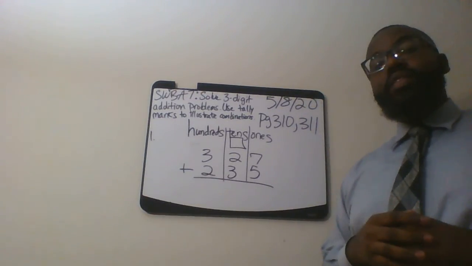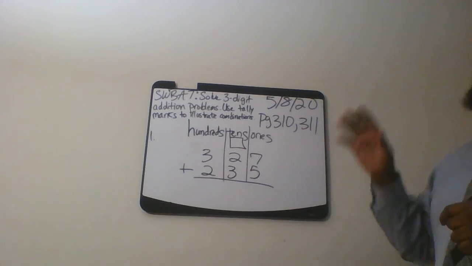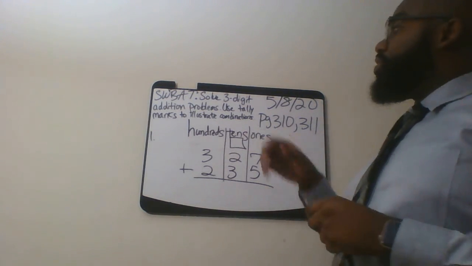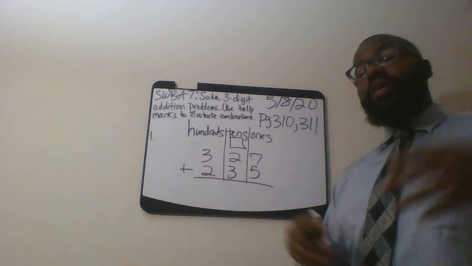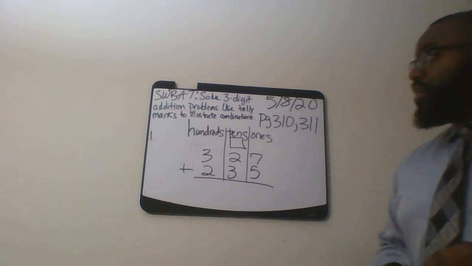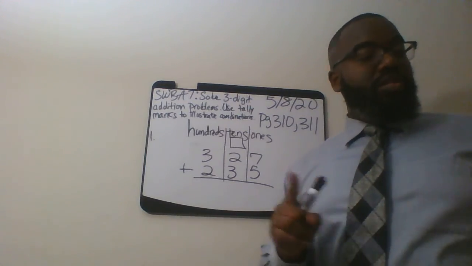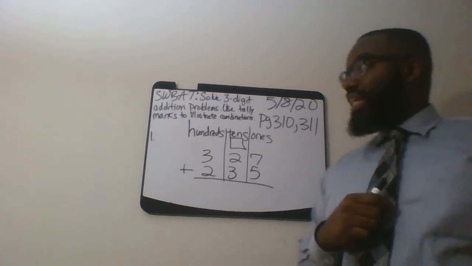Good morning, champions. For today with math, we're going to be able to solve three addition problems. You can be able to use your tally marks to illustrate problems. Then we'll be able to tell what number is greater than or less than. So, can you turn your math book to page 310? Once you turn the math book to 310, look at number one.